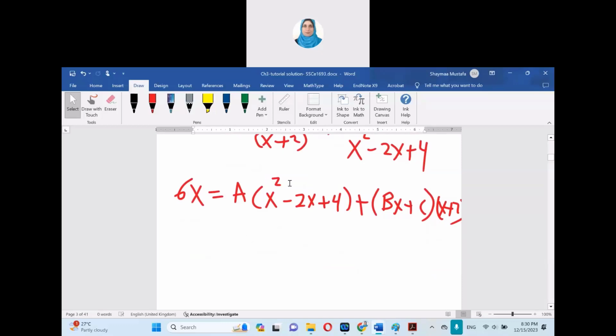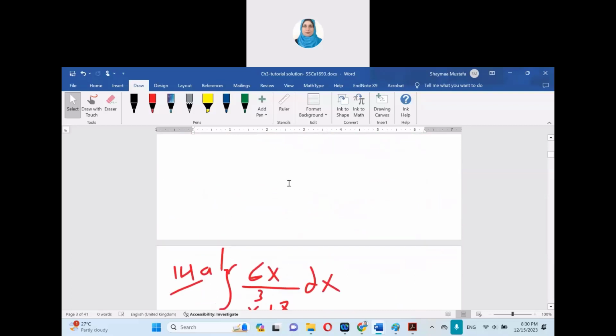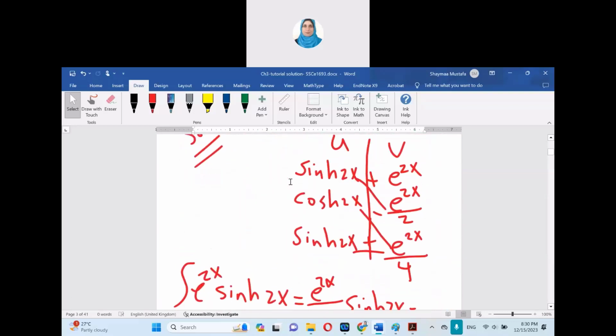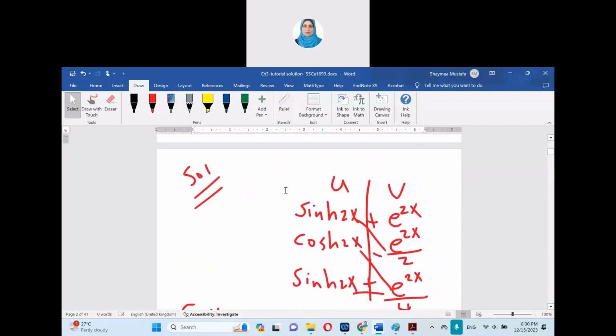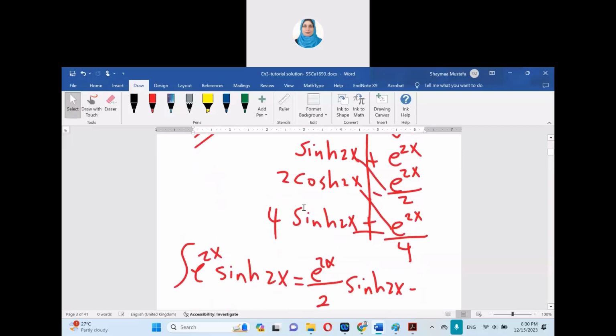The derivative of sine 2x is supposed to be cos 2x. The derivative of sine is cos 2x times 2. This one, then sine 2x times 4, right? Like this. The derivative of sine 2x is cos 2x times 2. The derivative of cos 2x is sine 2x times 4. So here we need to correct this one.